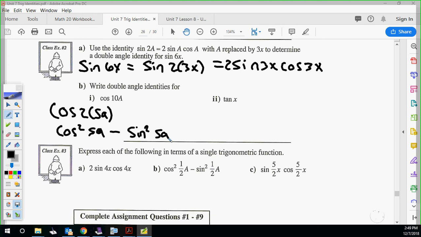Now tan x. Darn it, they're making us use fractions. So if I want to use a 2, I have to make the x have a what on it? A half. 2 times a half's a 1, right? So your a is 1/2 x. And now we're using the tangent one.